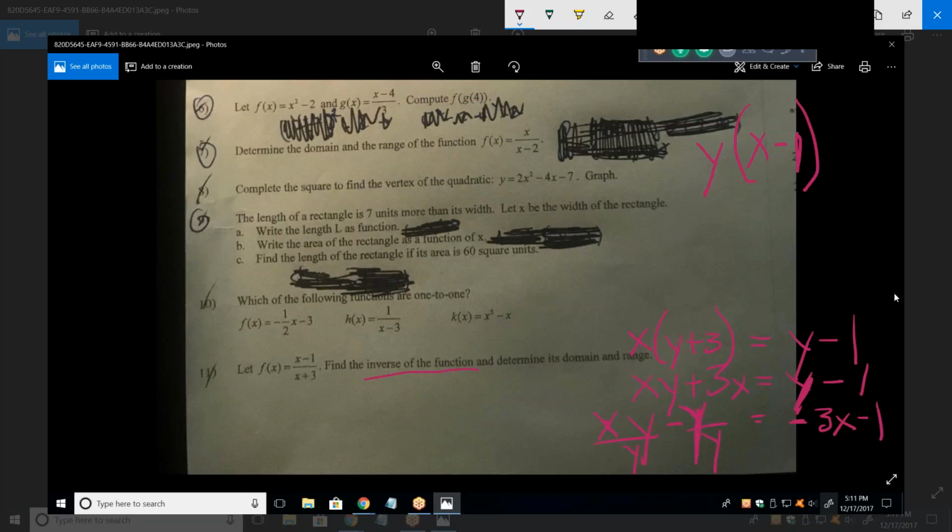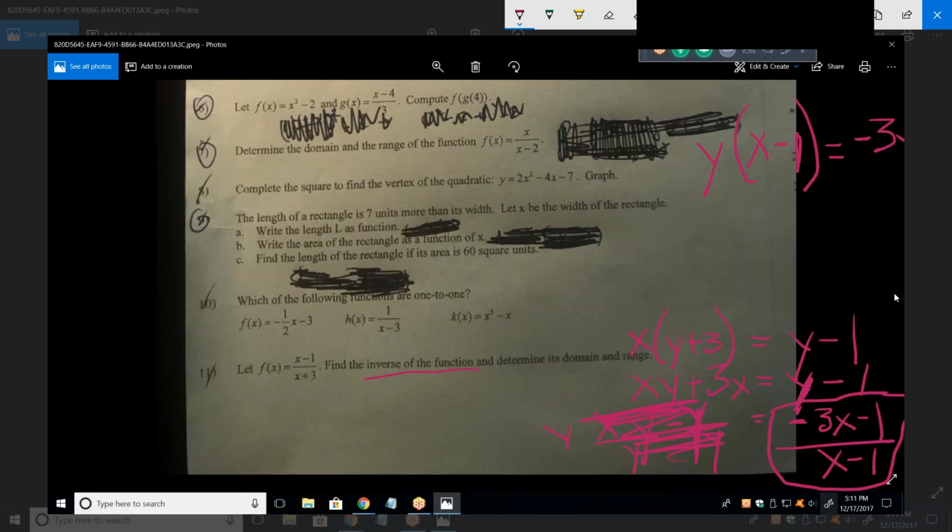Yeah, I guess. Okay. On the other side of the equation, I still have this, 3x minus 1. So now I can solve for y by just dividing both sides by x minus 1. There's your answer, right there. That is y.